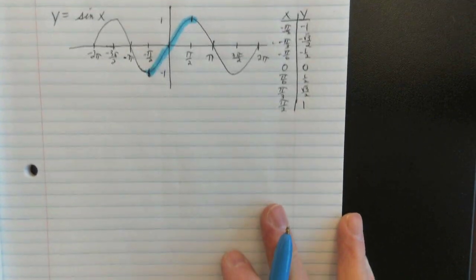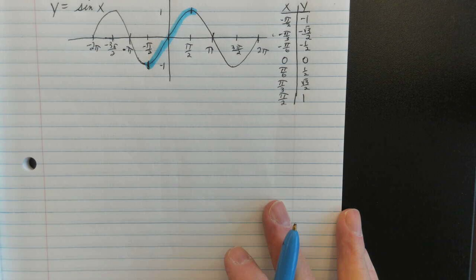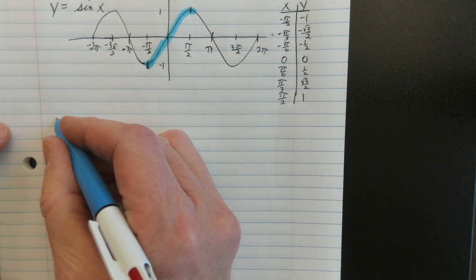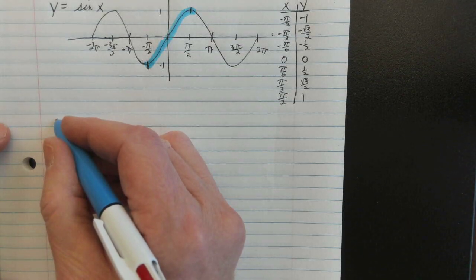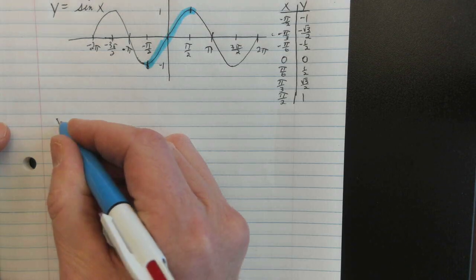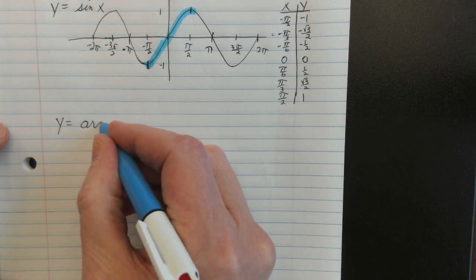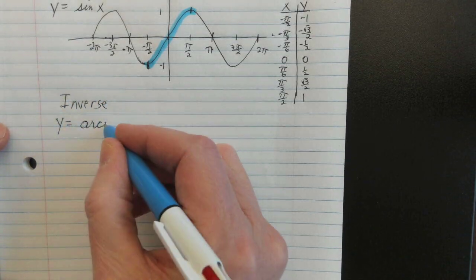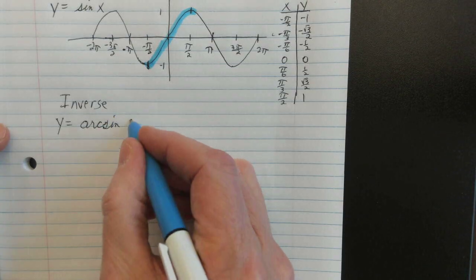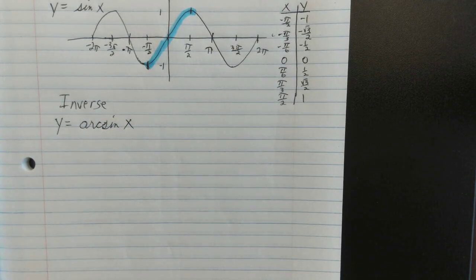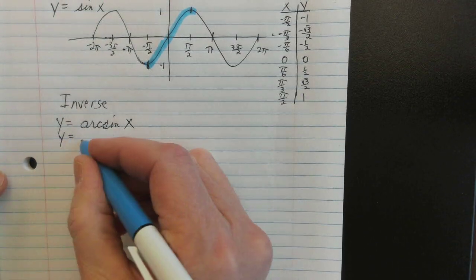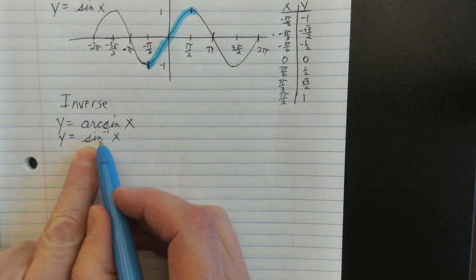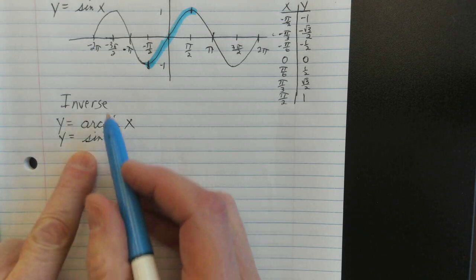I want to go to one of the ways of talking about the inverse. One of the names is arc sine of x. Another way, which means the same thing, is inverse sine of x. This negative 1 exponent type of notation is for inverse sine of x.